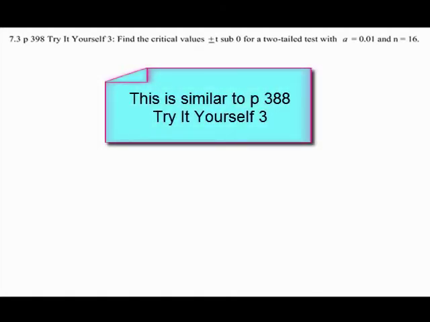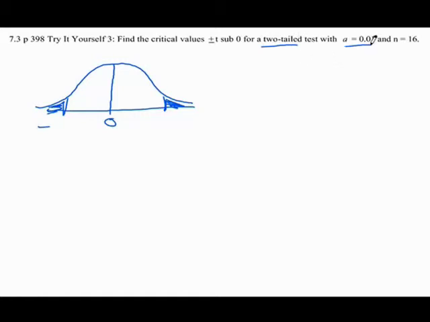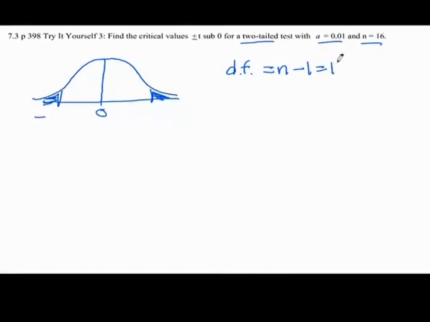7.3, page 398, try it yourself 3. Find the critical values plus or minus t sub 0 for a two-tail test where the alpha is 0.01 and n is 16. So now we've got a two-tailed test. That means both the positive and the negative tails will be involved in this test. So there's going to be a negative over here and the positive over here. So we have two-tailed tests. That's how we're going to look it up in our table 5, our t-distribution. Alpha is 0.01 and n is 16. And so that means our degree of freedom is going to be n minus 1, which is 16 minus 1, and that'll be 15.